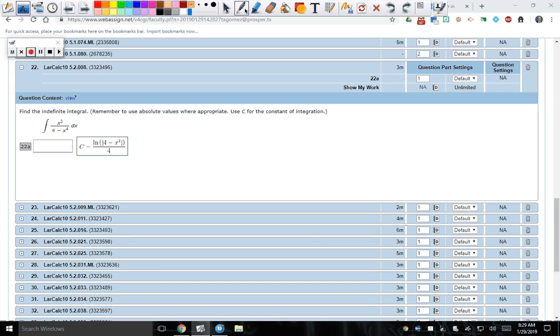Okay, so looking at this integral, what I would look at first is ask myself, is there one term or one monomial in the denominator? And the answer is no. Because if there was, I would split it into two fractions.